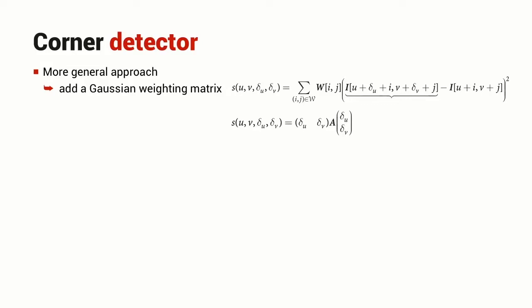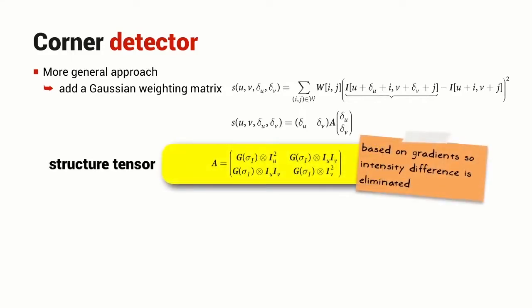We can rewrite this expression in terms of a vector of delta U and delta V, which is the window shift, multiplied by a square matrix A. And this matrix A is referred to as the structure tensor. It's a 2x2 matrix, and it's comprised of the image gradients, and we've talked about how to compute image gradients before. IU is the horizontal gradient, IV is the vertical gradient, and G is a Gaussian smoothing kernel. The advantage of the structure tensor is that it's based on image gradients, so any difference between images due to camera exposure change, the sun coming out from behind a cloud, is eliminated by the intensity gradient operator.